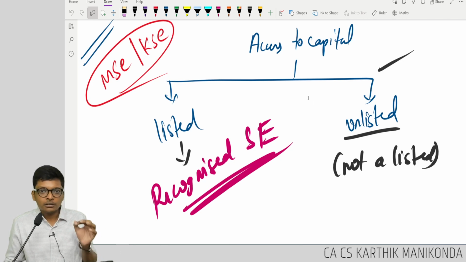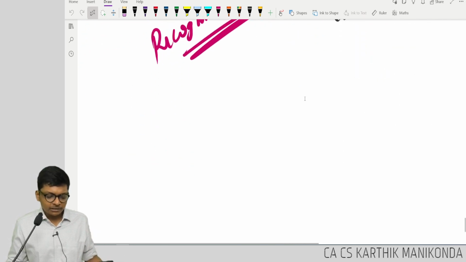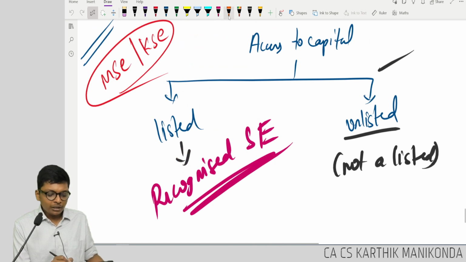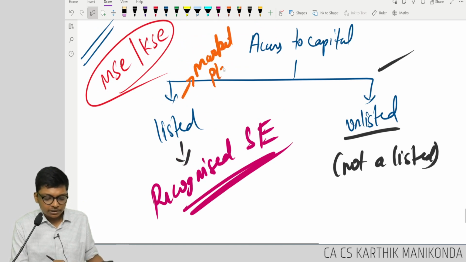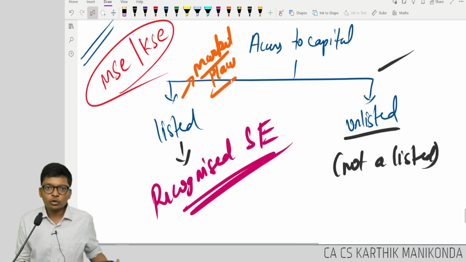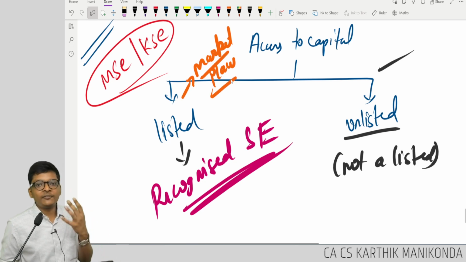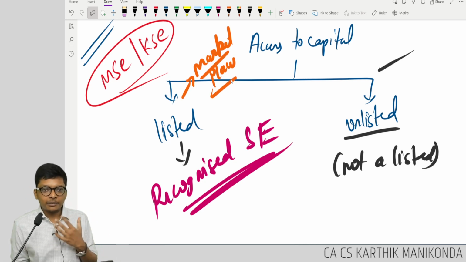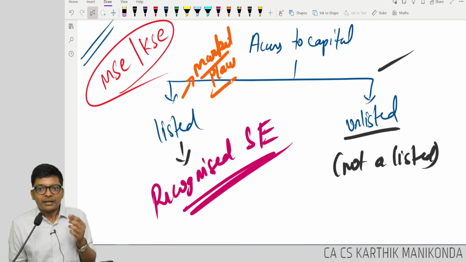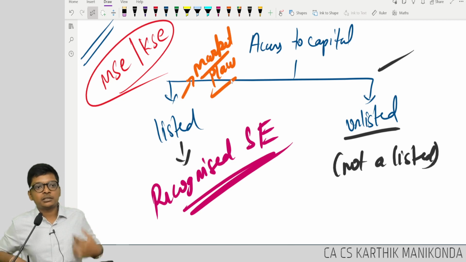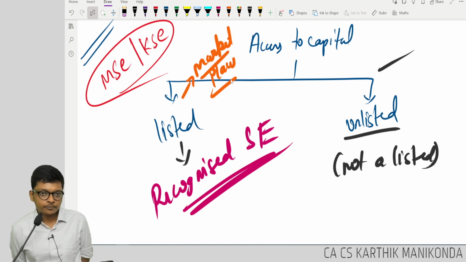Place where you can buy and sell. That means stock exchange is basically a marketplace. Like how you go to flower market, buy and sell flowers. How you go to fruit market, buy and sell fruits. Stock exchange is a marketplace where you can buy and sell shares. Are you following, guys? Okay.